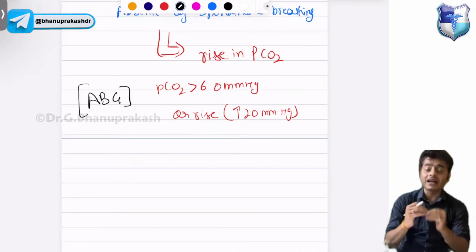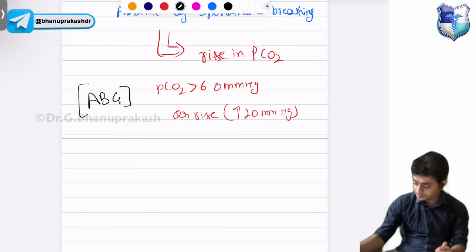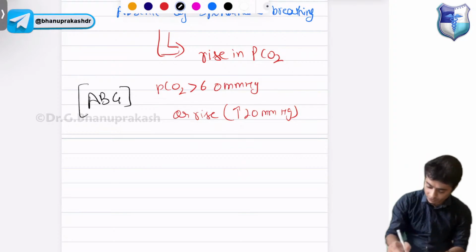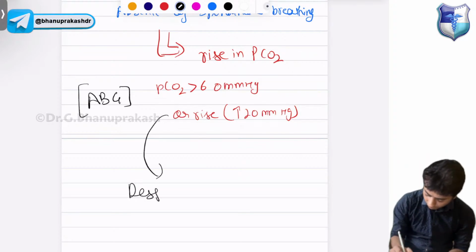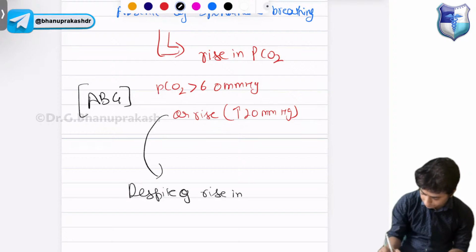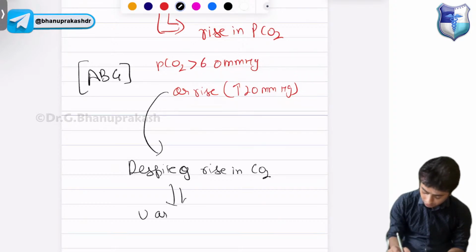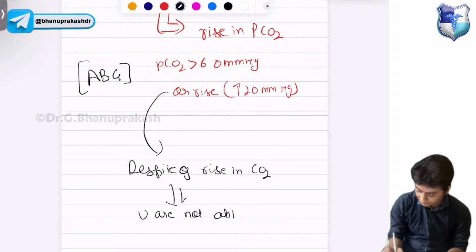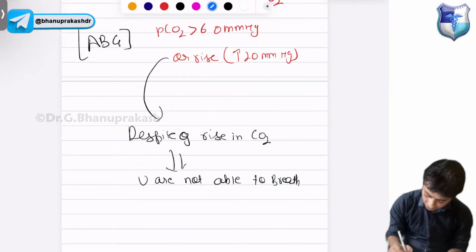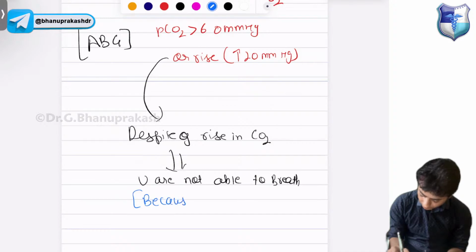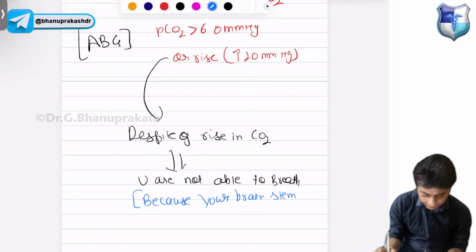So despite this rise in CO2, you are not able to breathe because your brain stem is damaged.